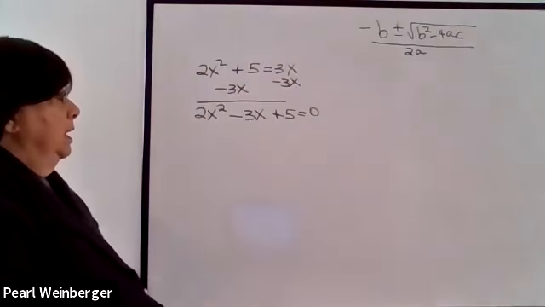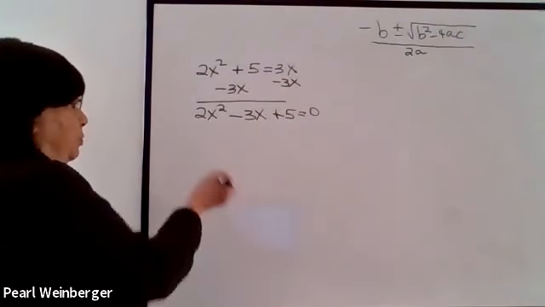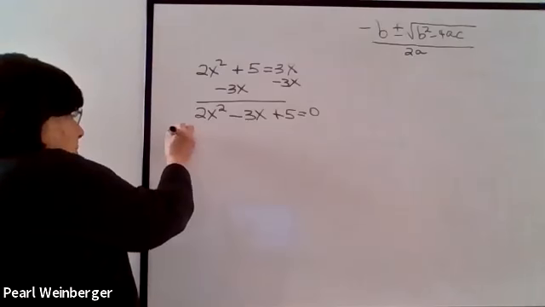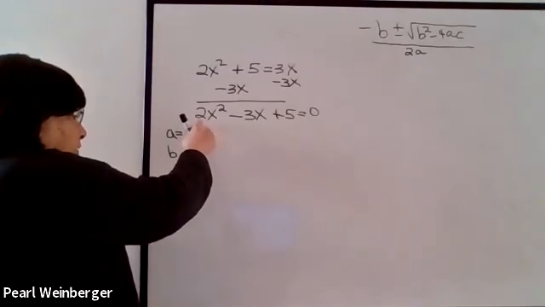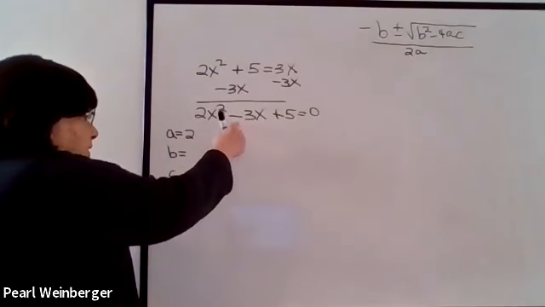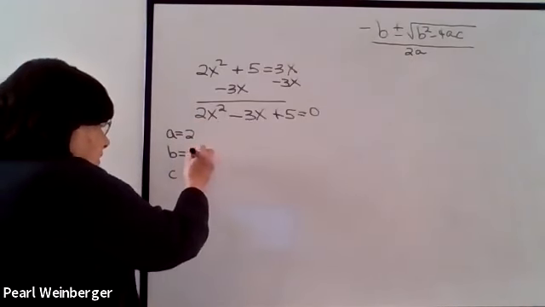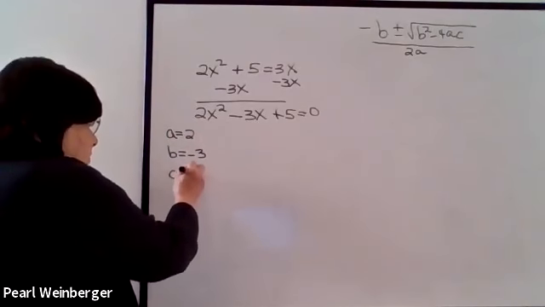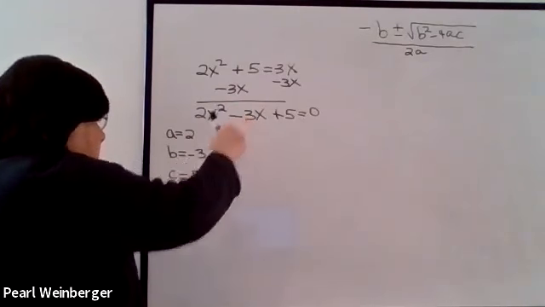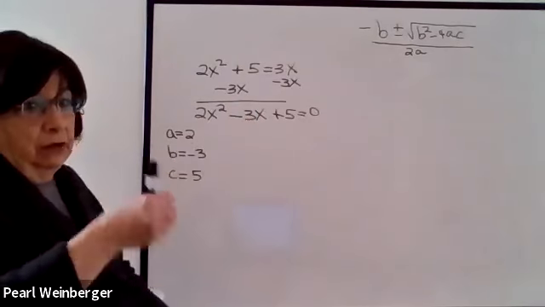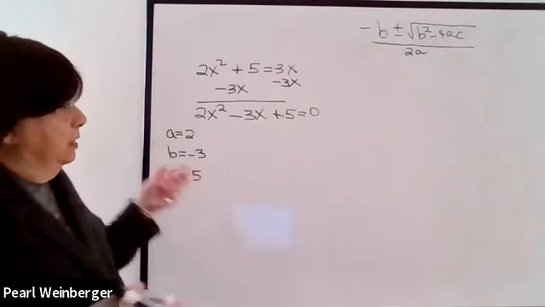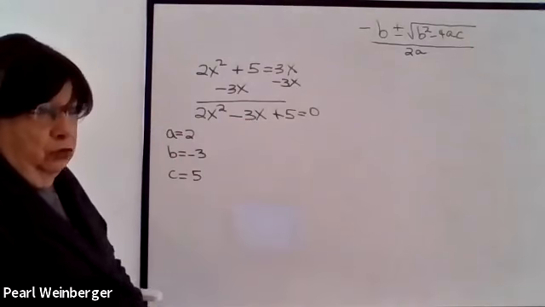And now, since I want to use a formula, I'm going to write out what my A, my B, and my C are. My A is the number in front of the x squared, which is 2. The B is the number that's in front of the x, and don't forget, it's a negative 3. And the C is 5. If the number has a negative in front of it, that's part of the coefficient. You have to include it as either the A, the B, or the C. And any of them could be negative as well.